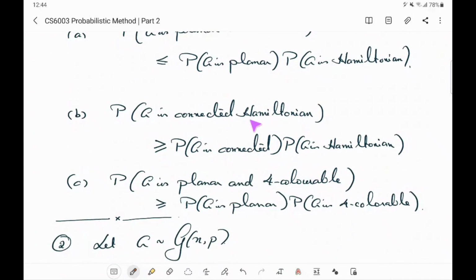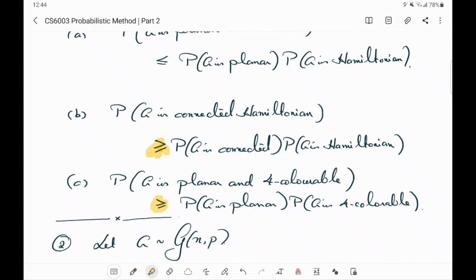So, being planar given Hamiltonian is less than or equal to unconditionally being planar, because both are downsets. But let's say connected and Hamiltonian, both are upsets, and hence the probability of G being connected Hamiltonian is in fact greater than or equal to the probability that it is connected times the probability that it is Hamiltonian. Probability that G is planar and four-colorable. Now, planar is a downset, four-colorability is also a downset.